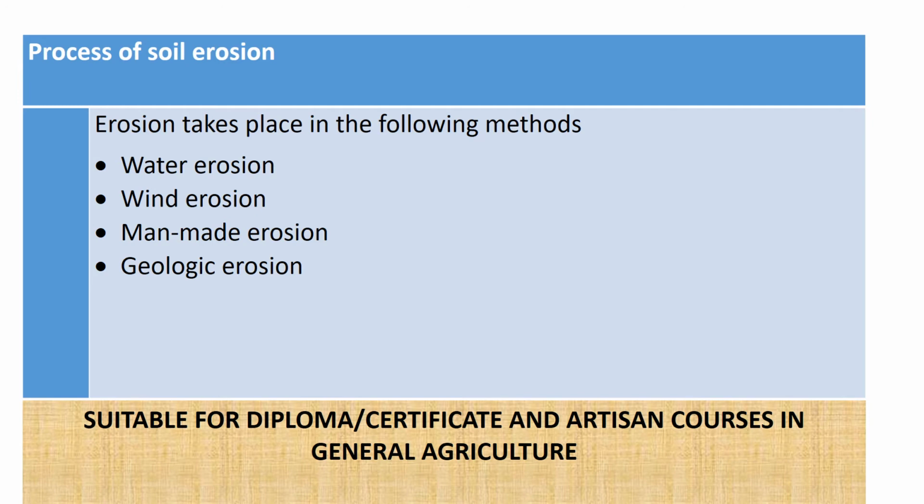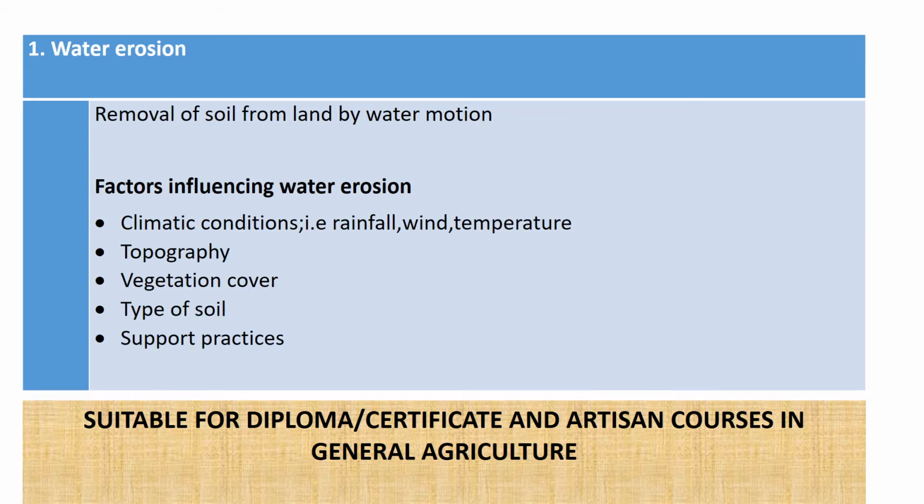Next is the process of soil erosion. So what is soil erosion? So erosion takes place in the following methods: water erosion, wind erosion, man-made erosion, and geologic erosion. And we shall start with the following method, which is erosion by water or water erosion.